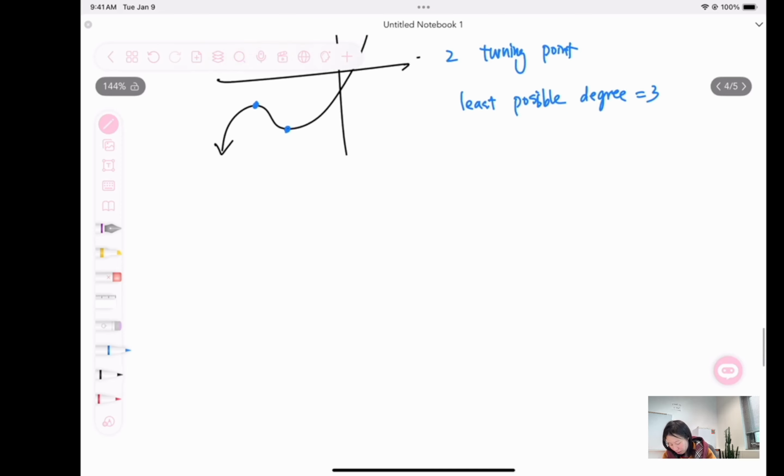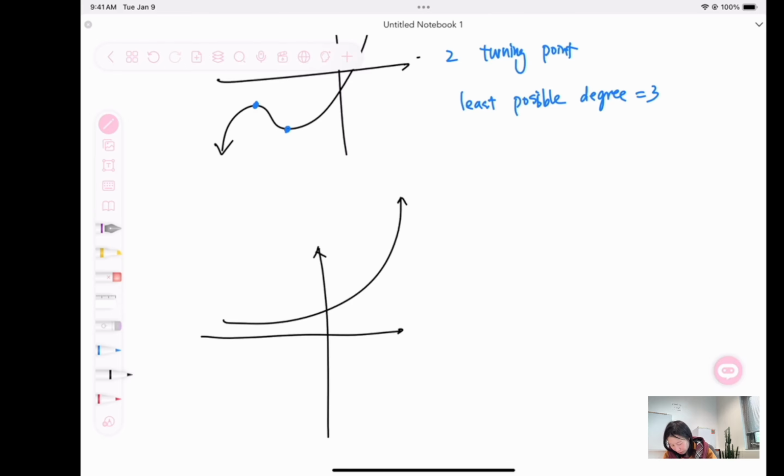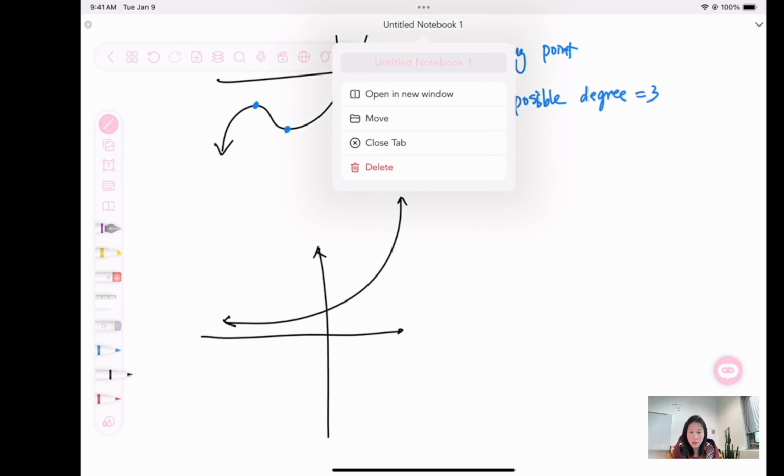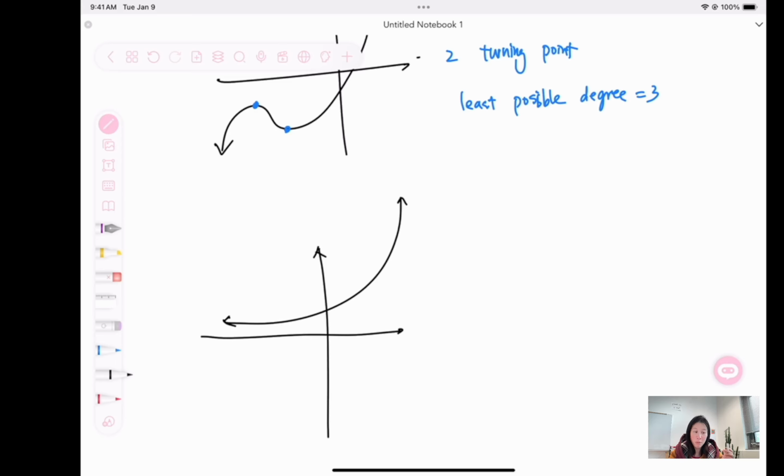Okay, now look at this one. Where is the turning point? Well, a turning point is when the function goes from upward to downward or from downward to upward. But this whole function is going up the whole time. So that means no turning point.